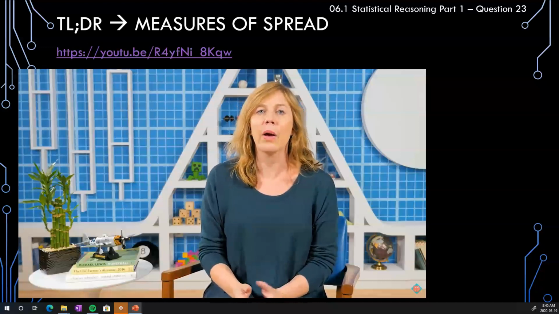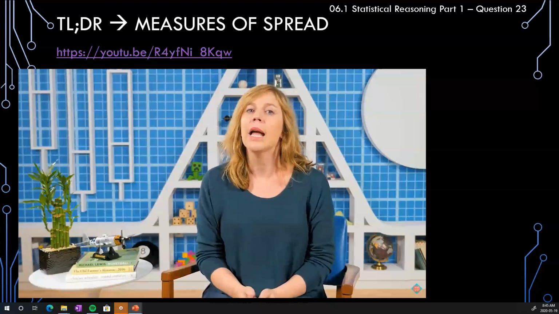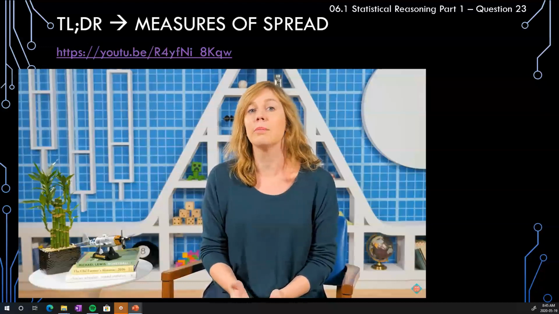Anyway, statistical measures of spread, or dispersion, tell us how data is spread around the middle. That lets us know how well the mean or median represents the data, and how much we trust conclusions based on the mean and median.